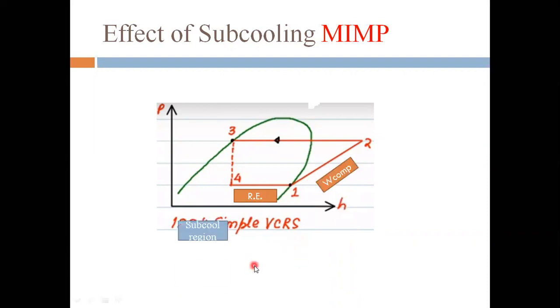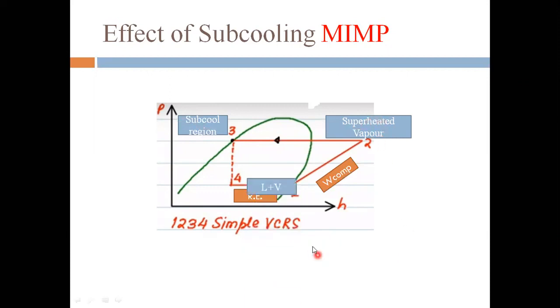In this pH diagram, this region is known as the subcooled region, that is on the left side of the saturated liquid line. This region is known as the superheated vapor region, that is on the right side of the saturated vapor line, the green line on the right side. In between, the region is known as liquid plus vapor, or you can say a wet region.